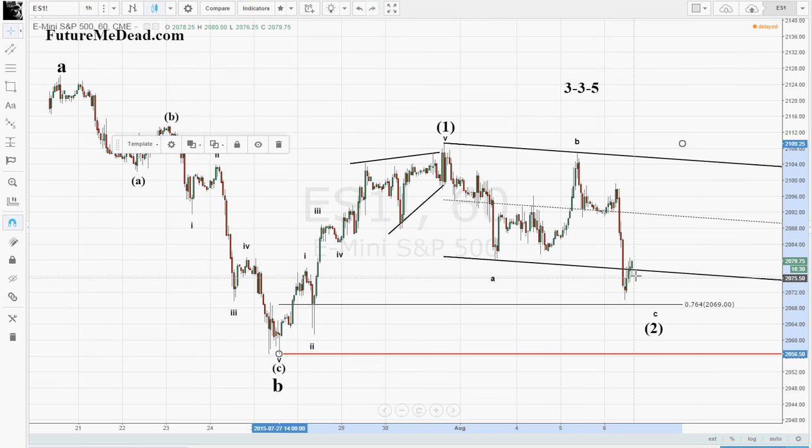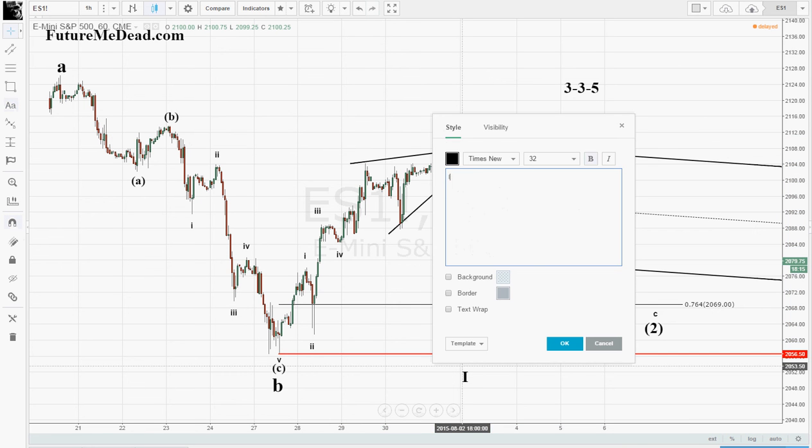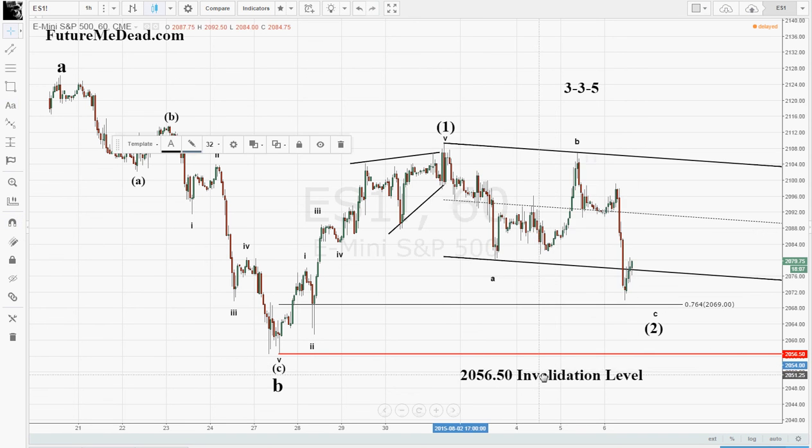I like for price to enter the vicinity, the area near the invalidation level of 2056.50, because it lowers my risk. I know where I'm wrong. It's always important to ask yourself, where are you wrong? Let's drop this in here. This is most definitely where I would have my stop loss.